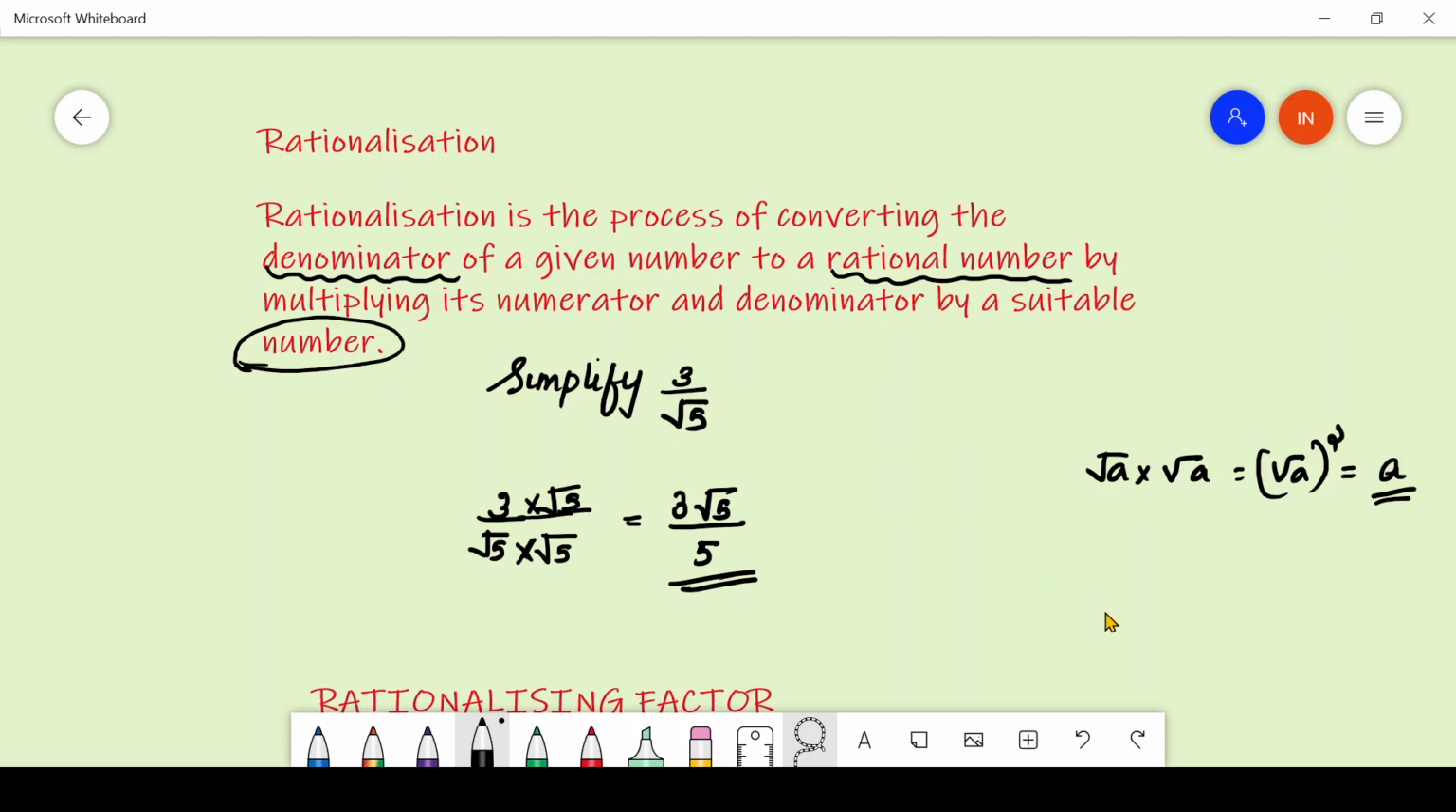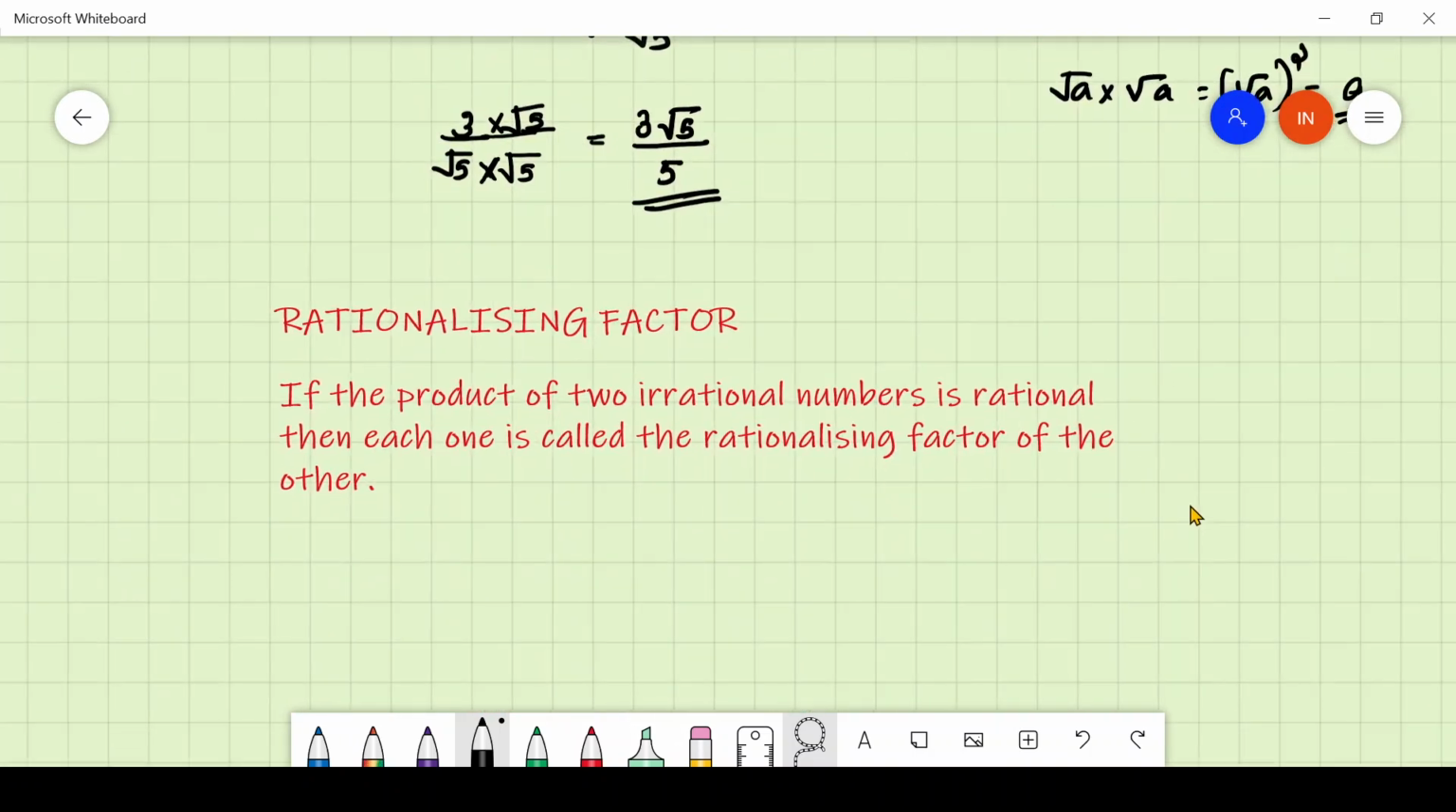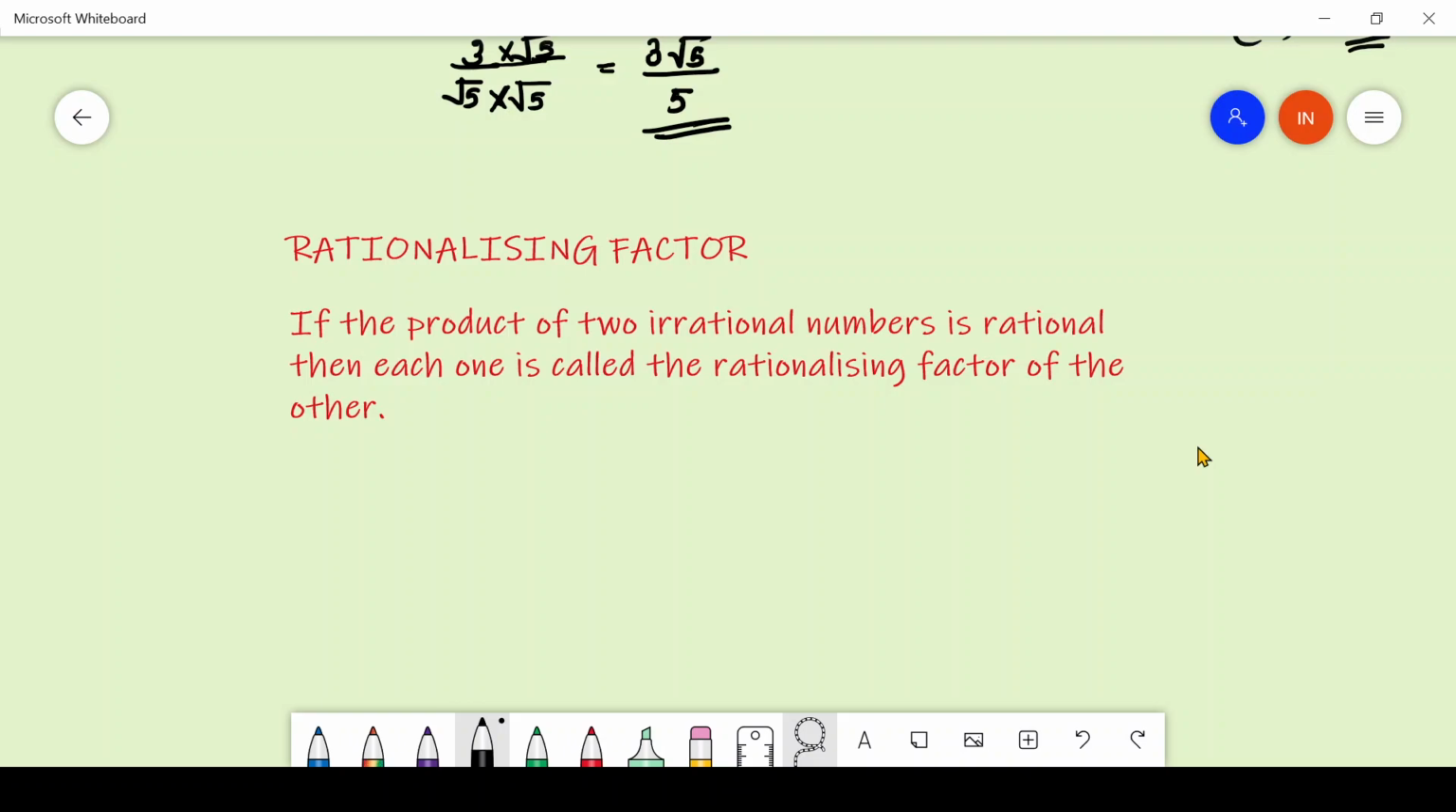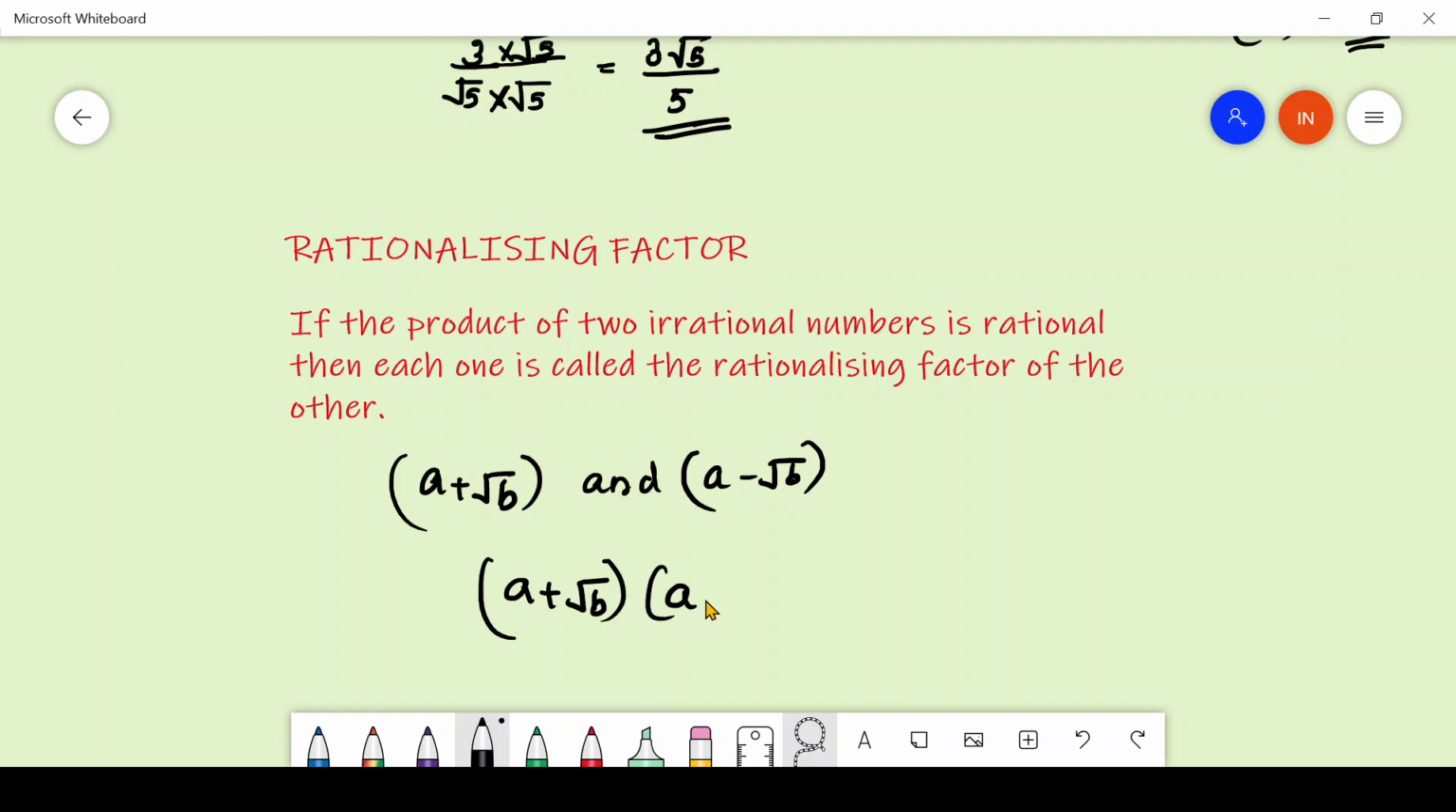So let's see what is the rationalizing factor over here. If the product of two irrational numbers is rational, then each one is called the rationalizing factor of the other. What does it mean? Let me tell you. If we have a plus root b and a minus root b, these are the rationalizing factors of each other. How can we say that? Because if we multiply these two, a plus root b into a minus root b, the answer will be a square minus b, right?